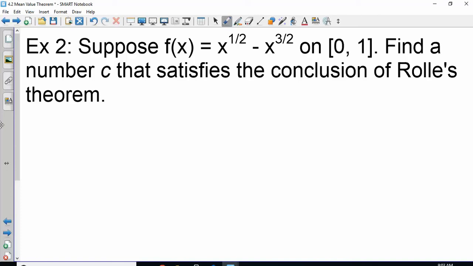Okay, suppose this is our function. Find a number c that satisfies the conclusion of Rolle's theorem. Okay, in order for this to work, Rolle's theorem requires it be continuous, differentiable, and the endpoints have to be the same. So we need to check those conditions. Keep in mind, a 1/2 exponent is like a square root. A 3/2 exponent is like a square root cubed. What are the only numbers you can't put into a square root? Negatives. If I'm on the interval 0 to 1, do I have to worry about that? No.